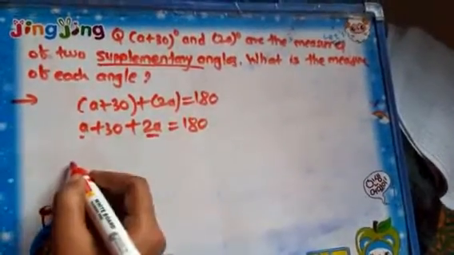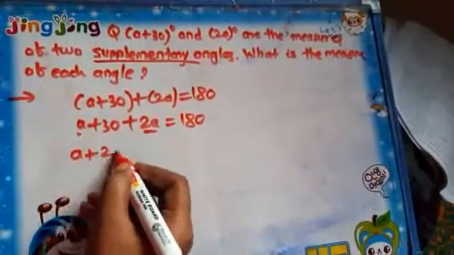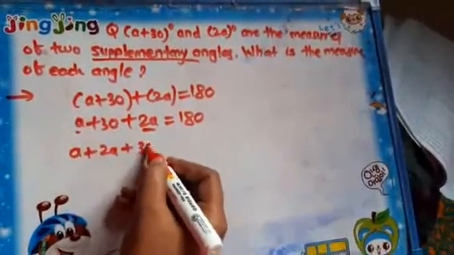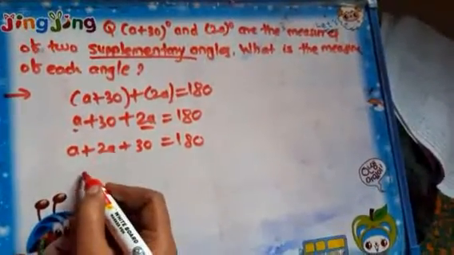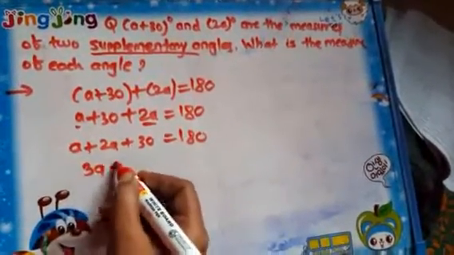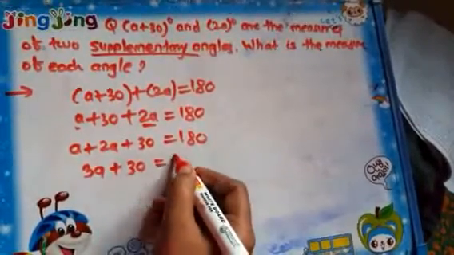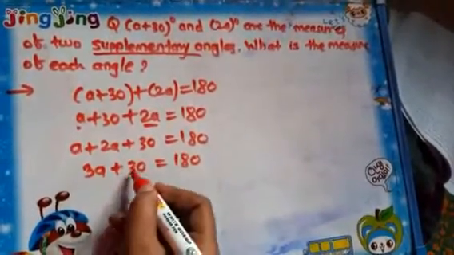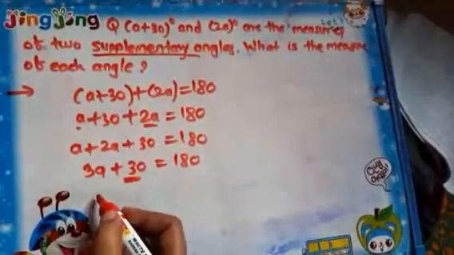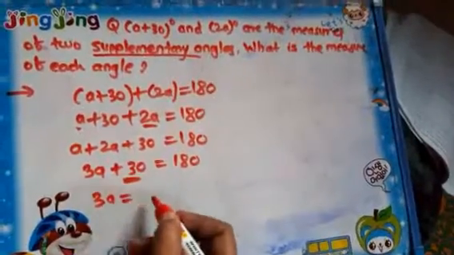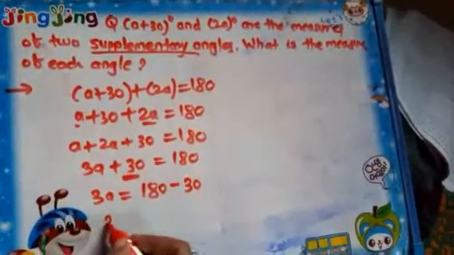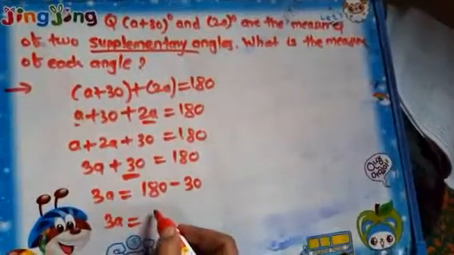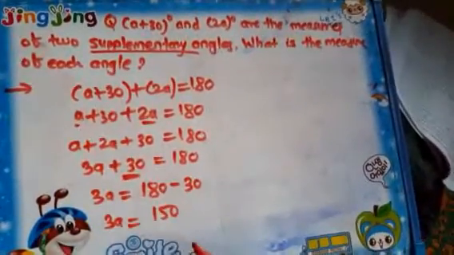A plus 30 plus 2a is equal to 180 degrees. Let us take the terms together: a plus 2a plus 30 is equal to 180. 1a plus 2a is 3a, so 3a plus 30 is equal to 180. This number we will send to this side, and it will become negative. 3a is equal to 180 minus 30. So 3a is equal to 150.